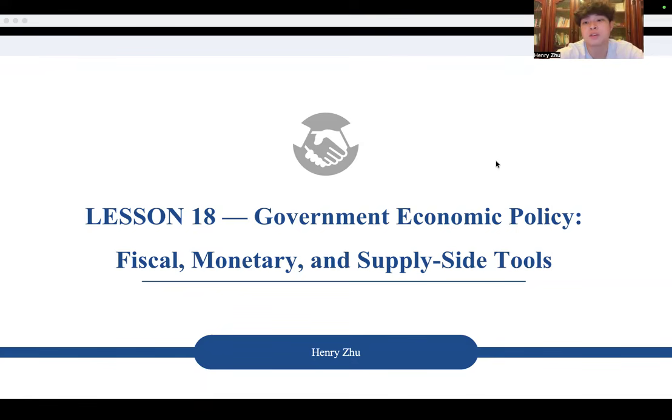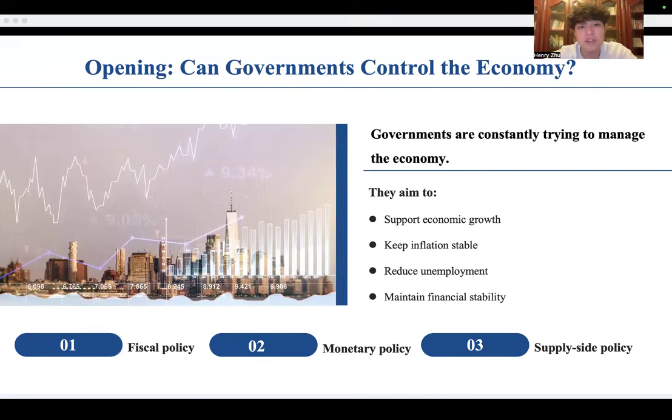In today's lesson, we'll look at three main tools they use to steer the economy: fiscal policy, monetary policy, and supply side policy. By the end of this lesson, you'll understand how governments try to keep economies growing, prices stable, and people employed. Now, in the previous lesson, we looked at two major economic problems, inflation and unemployment. The obvious question is, what can governments actually do about them?